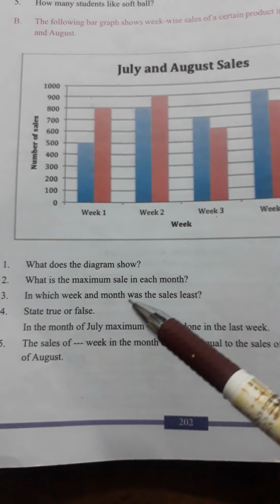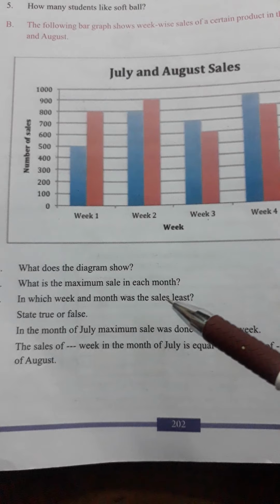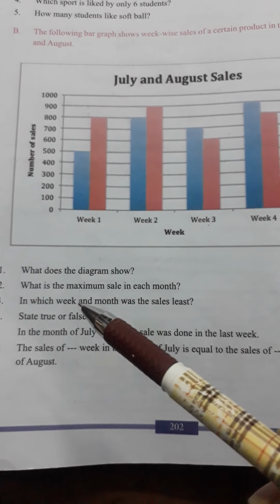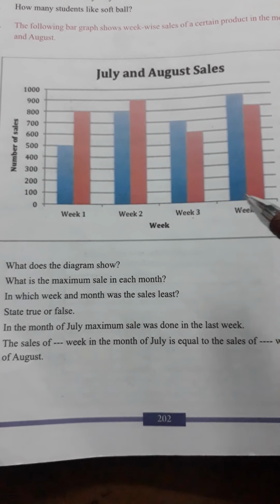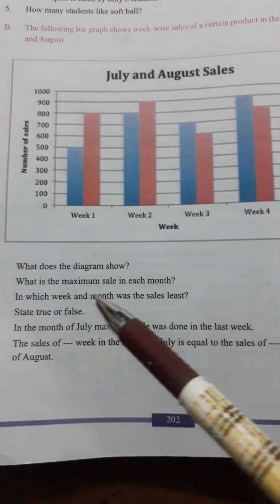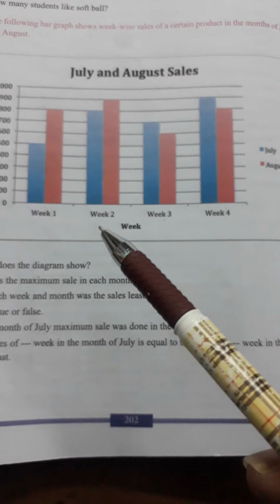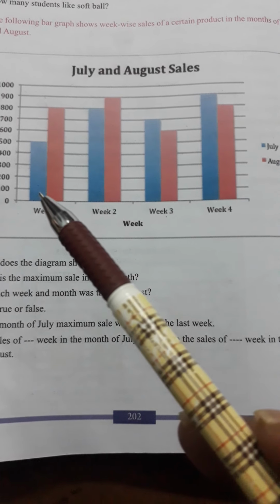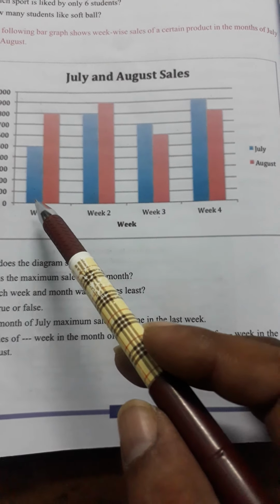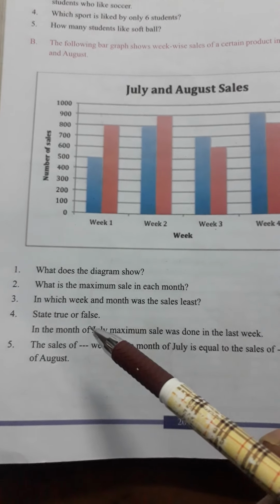In which week and month were the sales least? Which week means week 1, week 2, week 3, week 4. In which week and month were the sales least? You observe here. First week of July. This is blue color. First week of July. That is the answer.